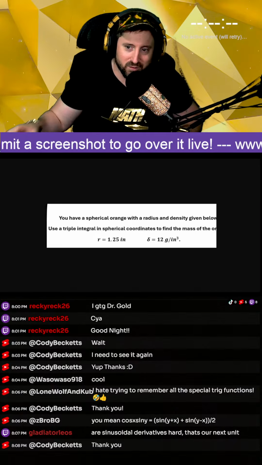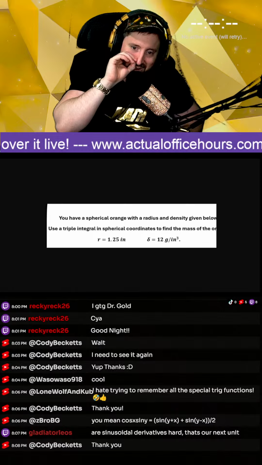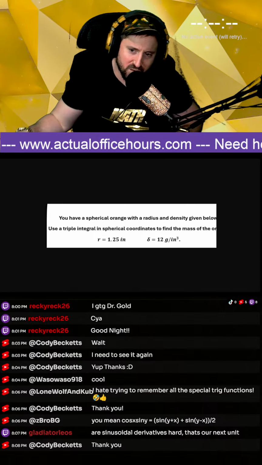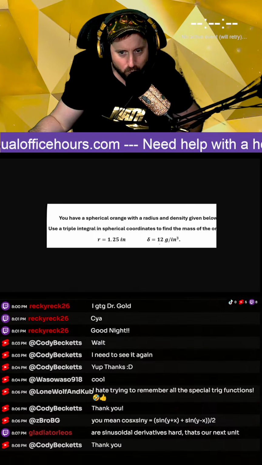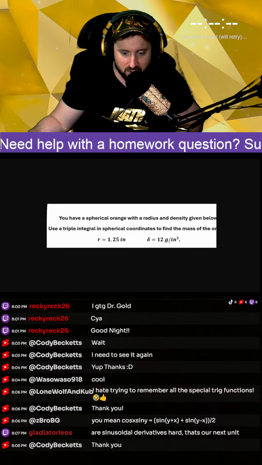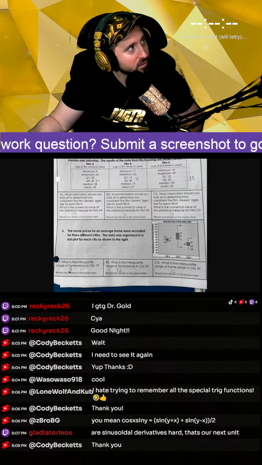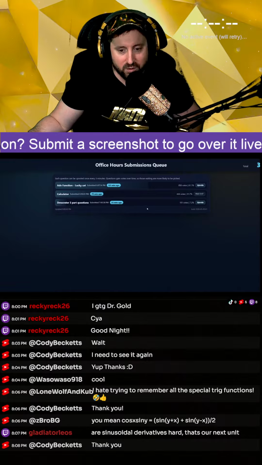Ooh, this is cool. Triple integrals. Oh, I do like that. I don't know what this is. Sorry. Is this just a density? Isn't this just 4/3 pi r cubed? I think this is just 4/3 pi r cubed times density. And then the integrand had a lot of stuff. Okay. Let me do this.